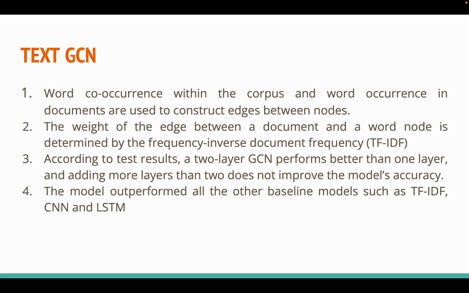In the text GCN architecture, the word co-occurrence within the corpus and word occurrence in documents are used to construct edges between the nodes. The weight of the edge between the document and the word node is determined by TF-IDF. According to test results, a two-layer GCN performs better than one layer. This is the architecture. A two-layer GCN performs better than one layer, and adding more layers than two does not improve the model's accuracy. It outperforms all baseline models such as TF-IDF, CNN, and LSTM.